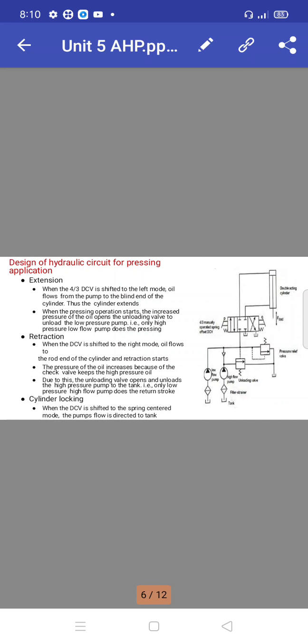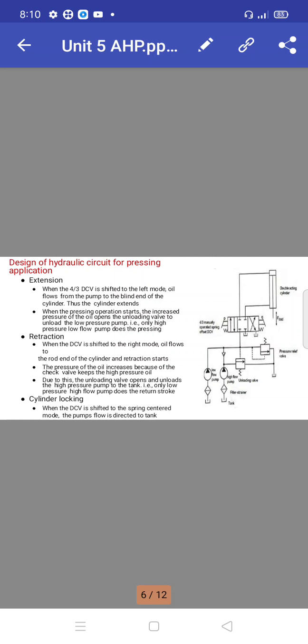Design of hydraulic circuit for pressing operation or application. So the pressing application is like a ram movement, a vertical ram movement. There is a pressing operation here. So here there are three concepts: extension, then retraction, and cylinder locking. So these are the things considered here.